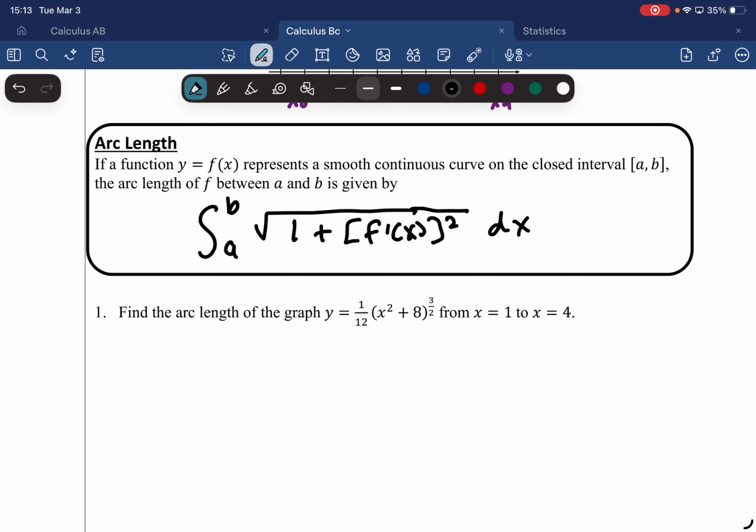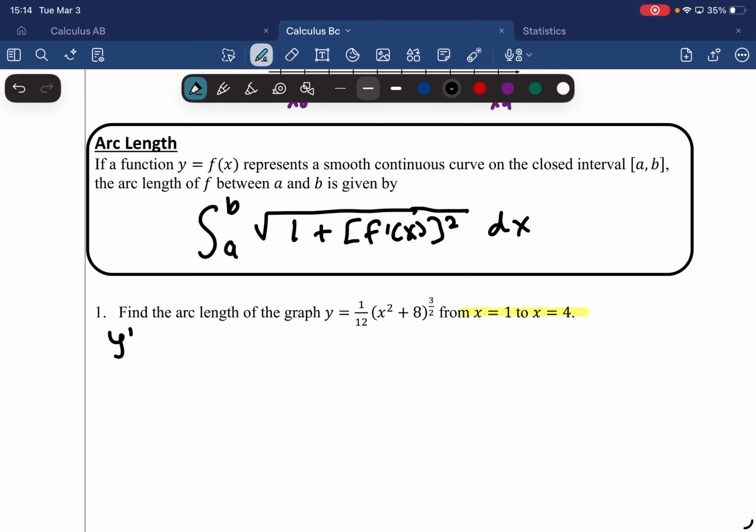So for example, number 1 says find the arc length of the graph y equals 1/12 times x squared plus 8 to the power of 3/2 from x equals 1 to x equals 4. So right away, it gives us our bounds for our integration. It's going to be the integral from 1 to 4. What we need to find is the derivative.